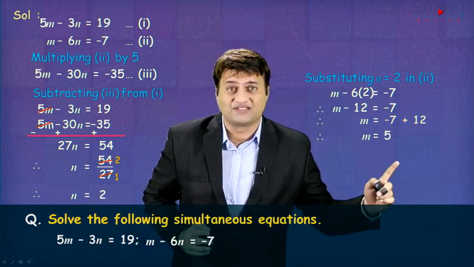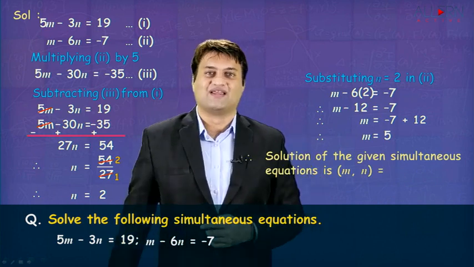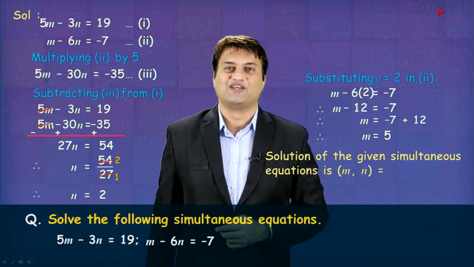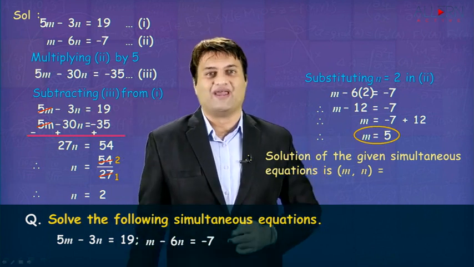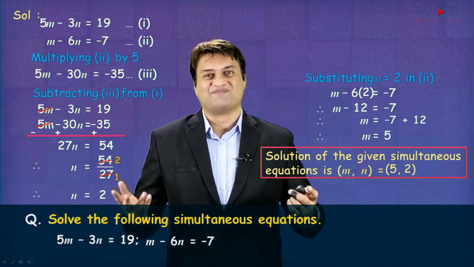You get m as 5, you get n as 2. Don't forget to write the final answer: the solution of the given simultaneous equations is m comma n, which is equal to 5 comma 2. As simple as that.